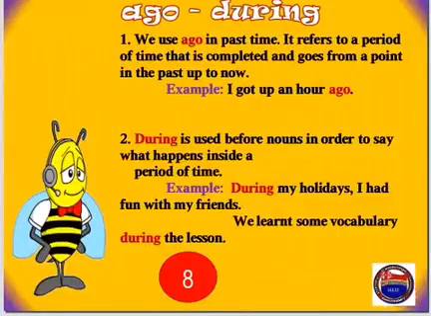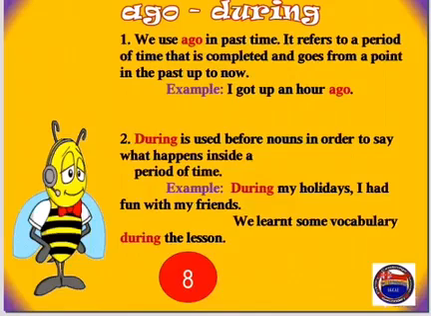Let's move to during and ago. First, do you have any idea when we use ago? We use ago in past time. It refers to a period of time that is completed and goes from a point in the past up to now. For example, I got up an hour ago.